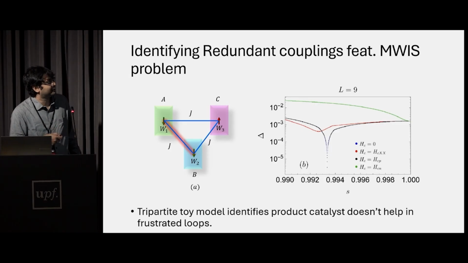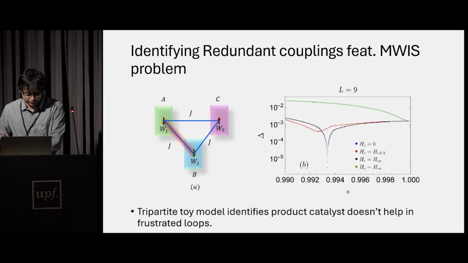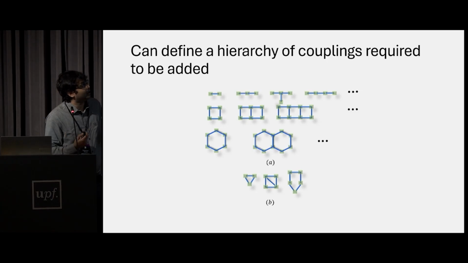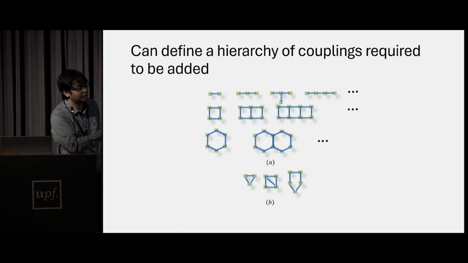These kinds of loops I will call frustrated loops, for obvious reasons, because there's some frustration involved. Great. So this means I can define a hierarchy of couplings which is required to be added. If I look at all the subgraphs of a big graph where I should add the couplings, all of them will look something like this. So there is 2 local, 3 local, 4 local. But what I'm saying is for the 3 local couplings, you shouldn't add them when your subgraph looks like a triangle. For the 4 local coupling, you can add it for a square and this tree diagram, but you cannot add it when your subgraph looks like a square with a diagonal involved.